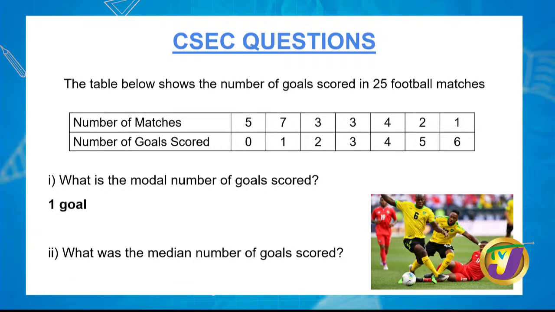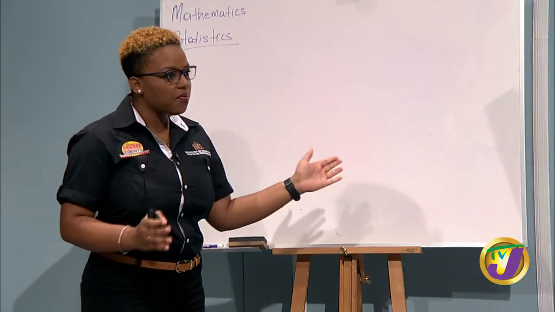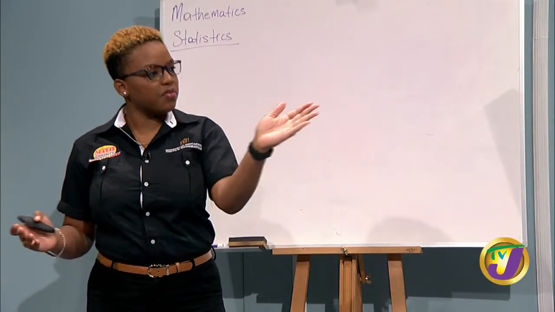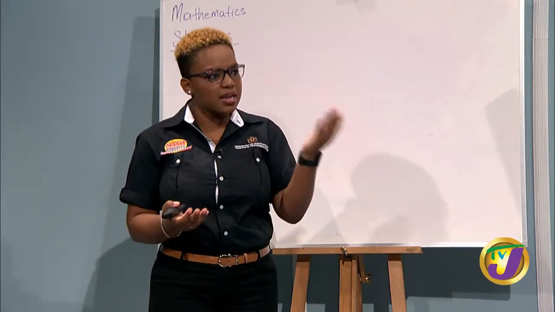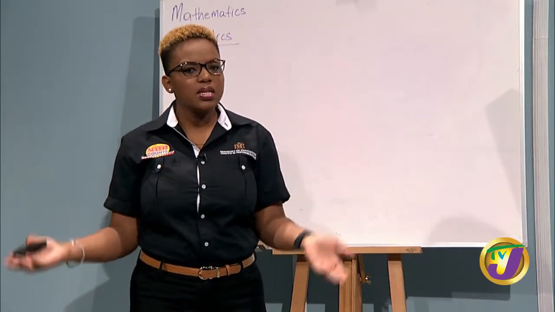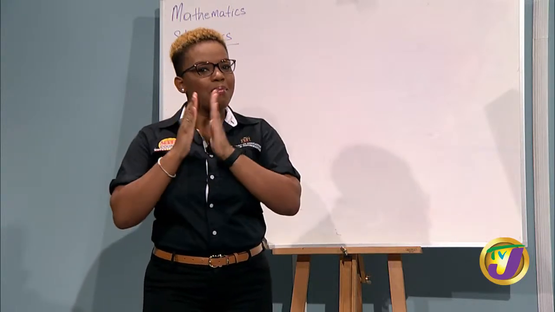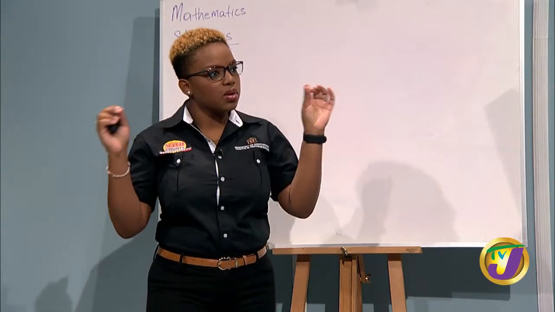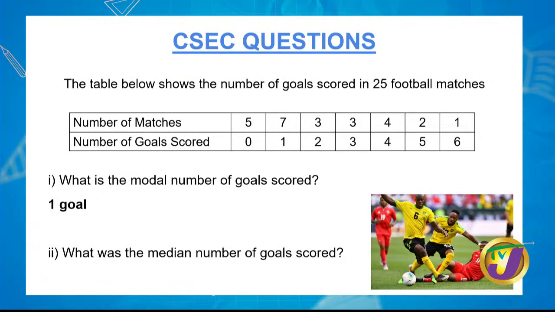All right, so we spoke about earlier that we can look at listing out all of the values in the data. But if we have the data already organized in a frequency table, we don't need to list it out. What we need to find is the middle. So we know that there are 25 football matches, and where would that middle number of goals fall?